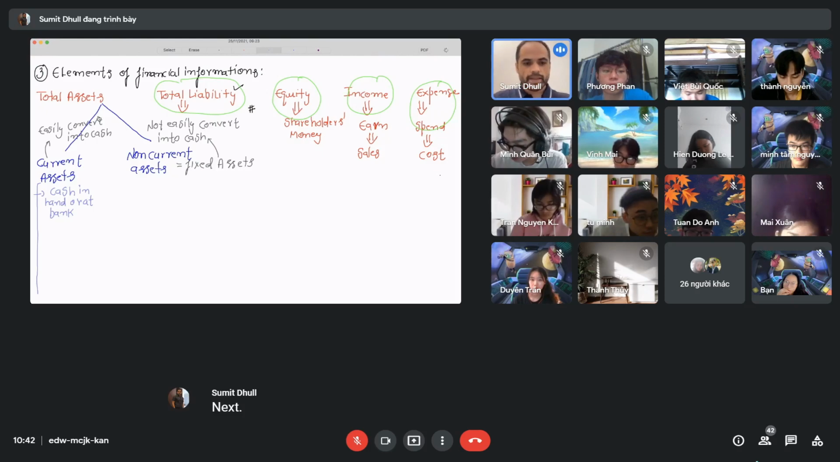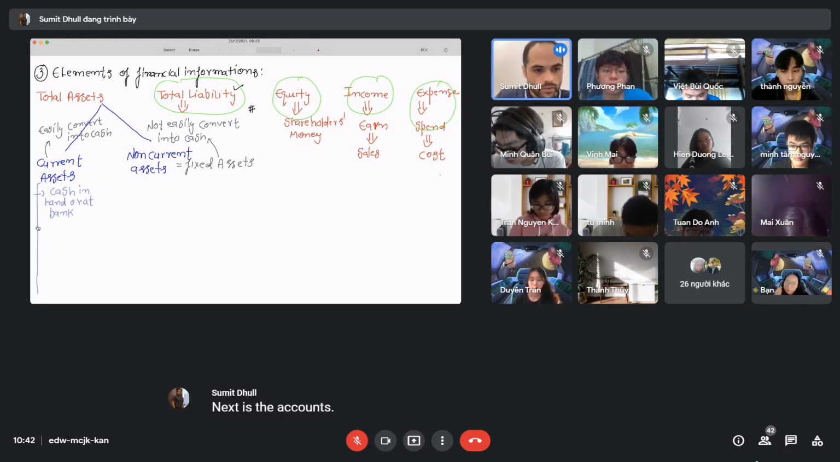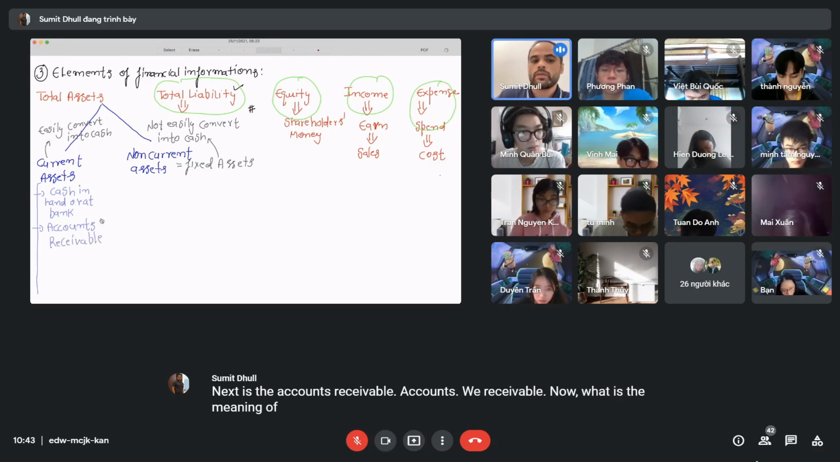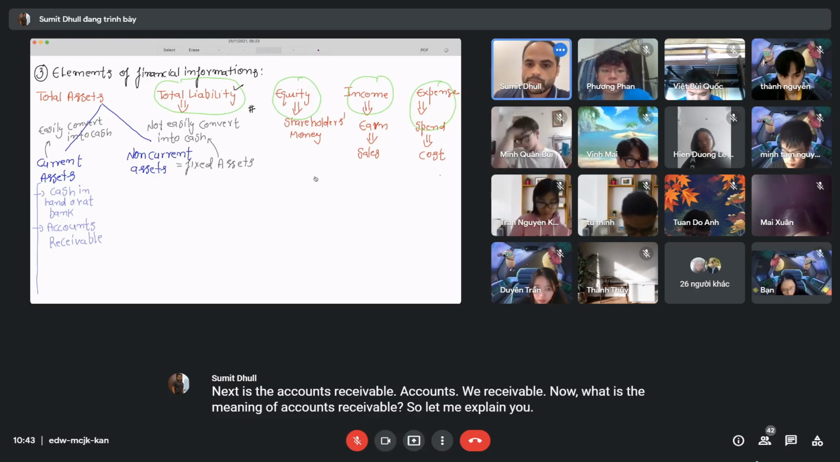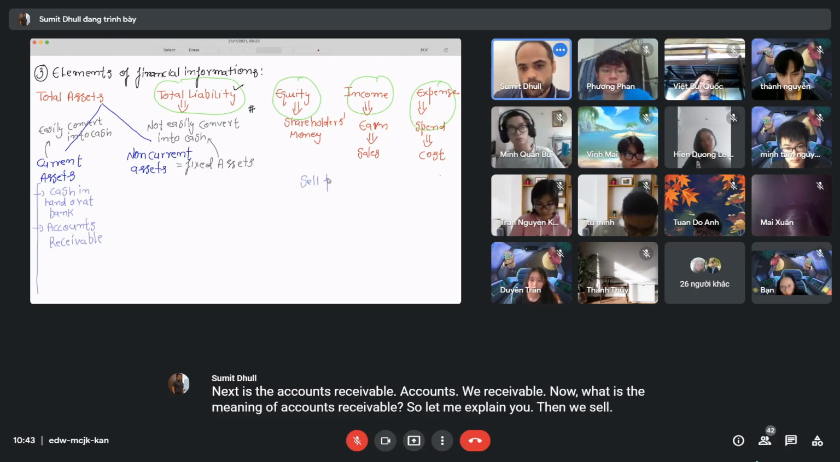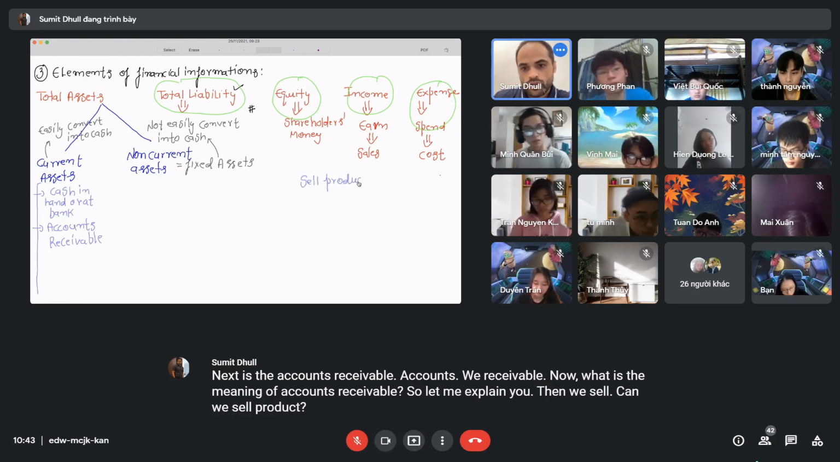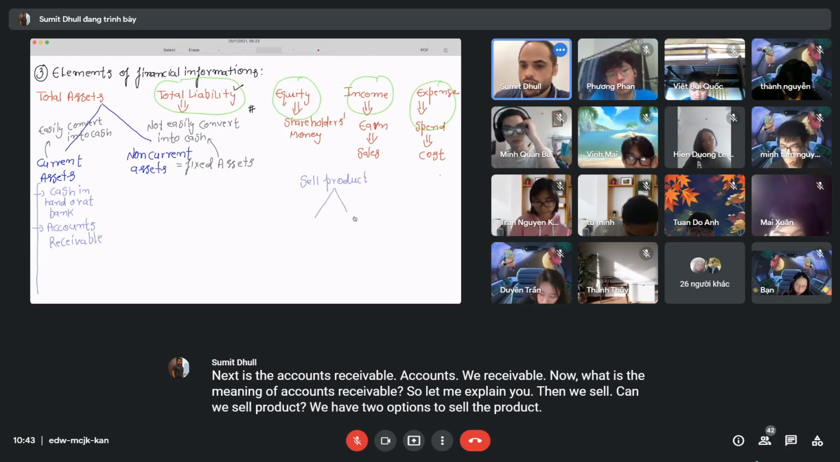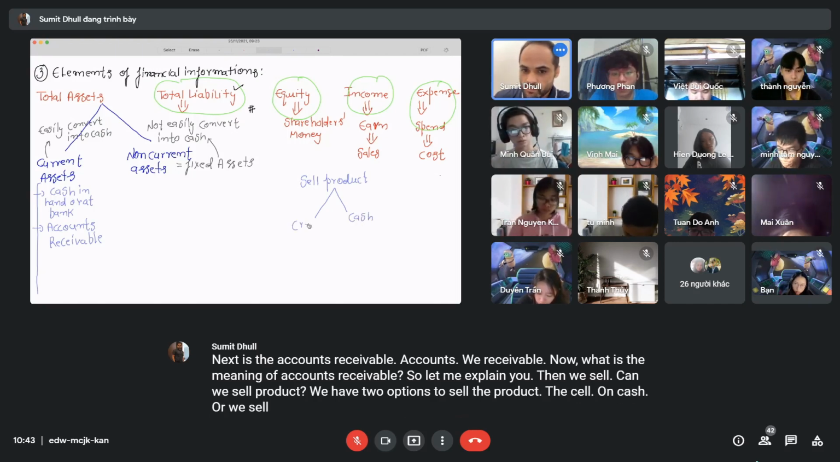Next is accounts receivable. Now, what is the meaning of accounts receivable? Let me explain. When we sell a product, we have two options to sell it. We sell on cash or we sell on credit.